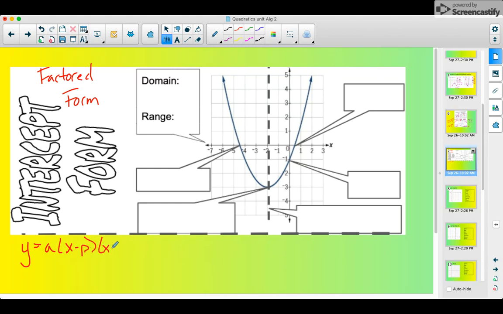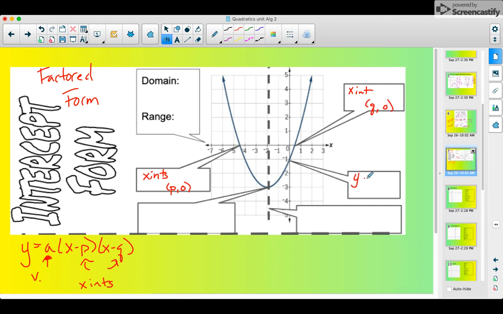So x minus p, x minus q. a is familiar, and it still does the exact same thing it always does, so it's our vertical stretch and shrink. However, these two new letters, p and q, are just your x-intercepts. So when I'm looking at the graph, if I can tell what the x-intercept is, that is going to be at p, 0, and the other one will be at q. It does not matter what order they go in. I could have put q over there and p over here, doesn't matter.